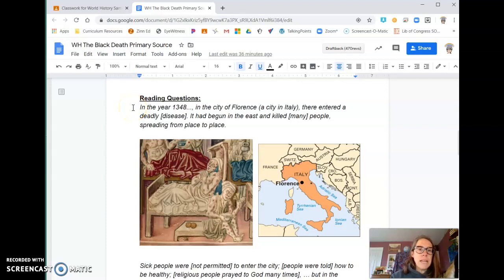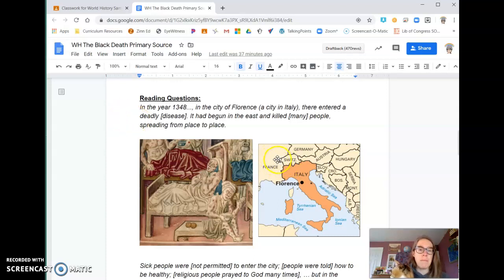In the year 1348, in the city of Florence, a city in Italy, there entered a deadly disease. And when things are in the little brackets, that means maybe they used a different word, but the editor has just put in a word that we will understand. Okay, I'm going to start again. In the year 1348, in the city of Florence, a city in Italy, there entered a deadly disease. It had begun in the east and killed many people, spreading from place to place.